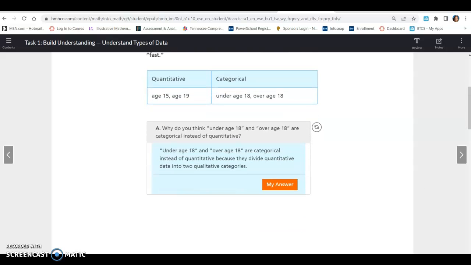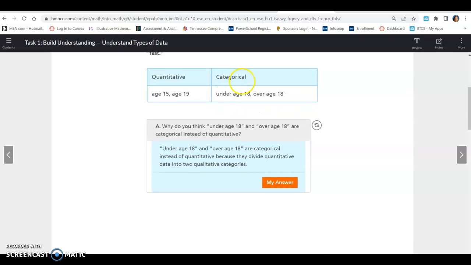All right, so why do you think under age 18 and over age 18 are categorical instead of quantitative? Because they divide quantitative data into two qualitative categories. You can see this is a specific age, and categorical is everything under 18 or over 18. So this includes more ages, so that's why it's categorical.